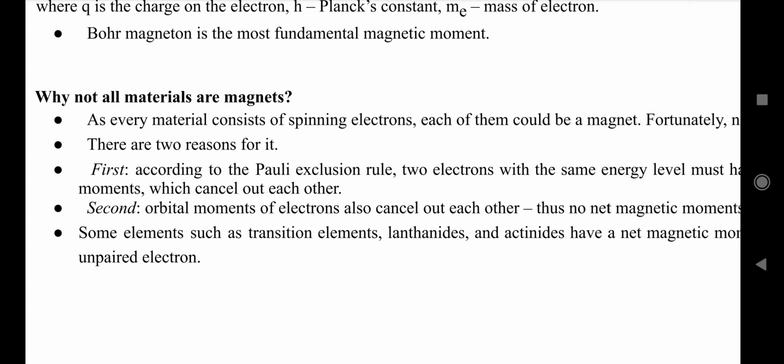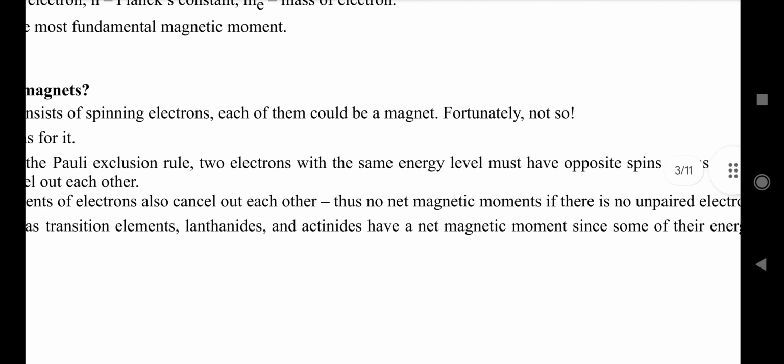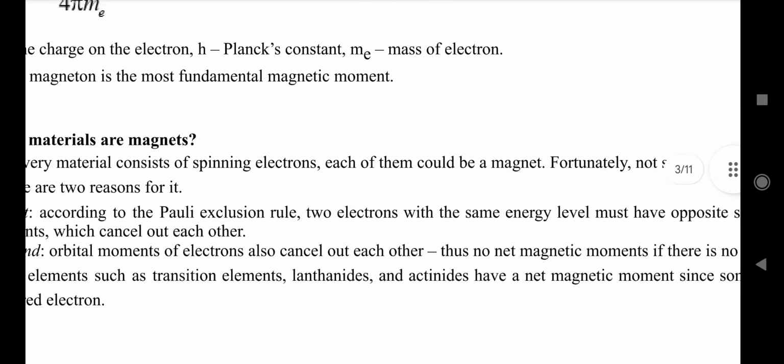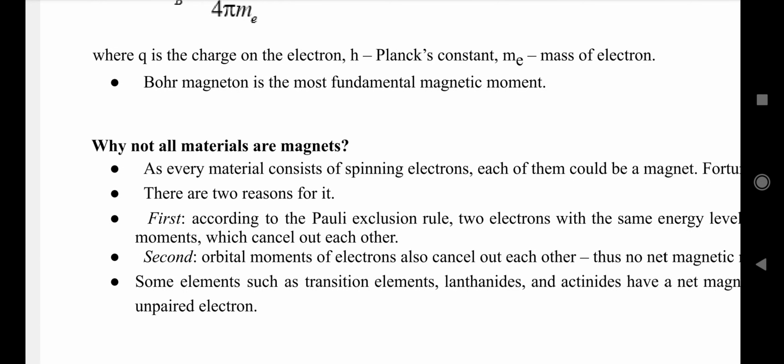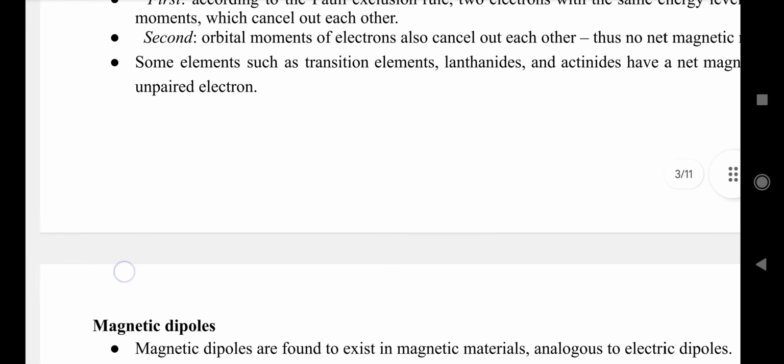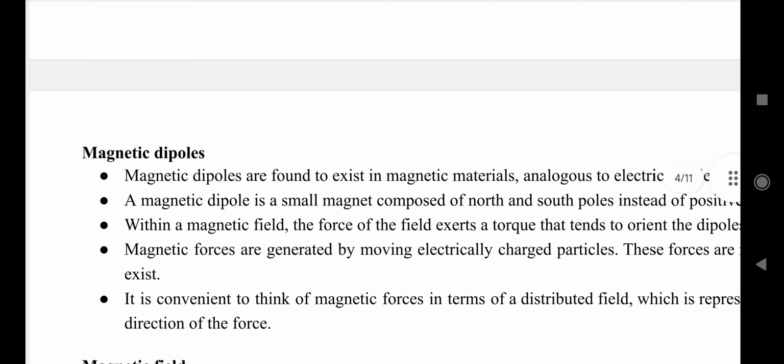Some elements such as transition elements, lanthanides and actinides have a net magnetic moment because their energy levels have an unpaired electron. There is no same energy level electron, so you call it an unpaired electron. Such materials show the magnetic property.